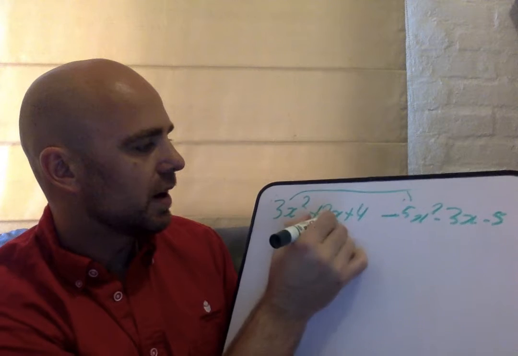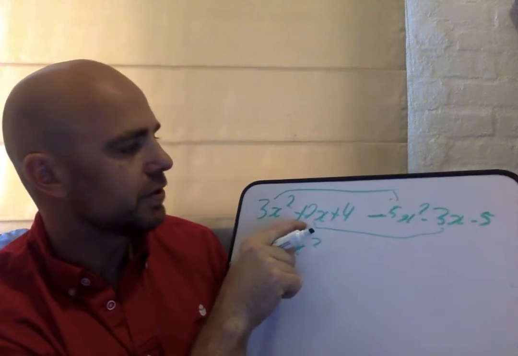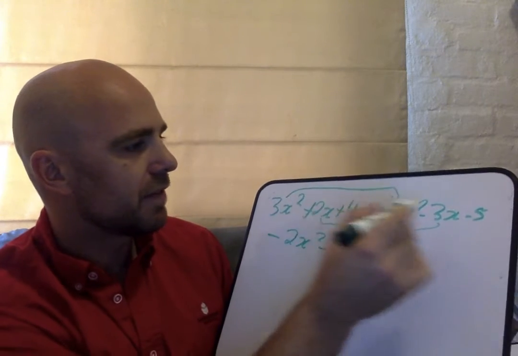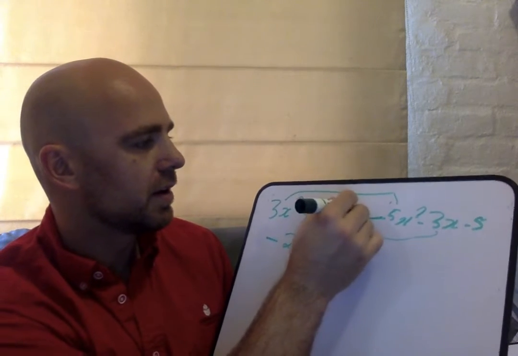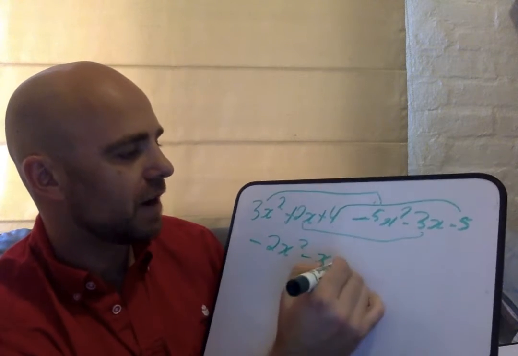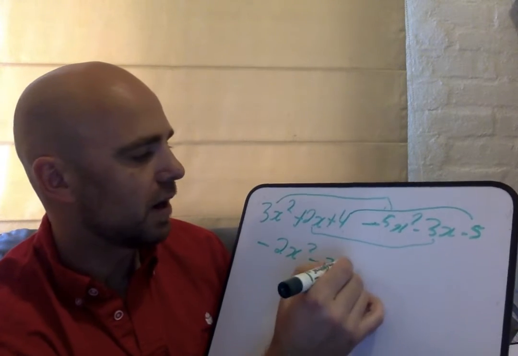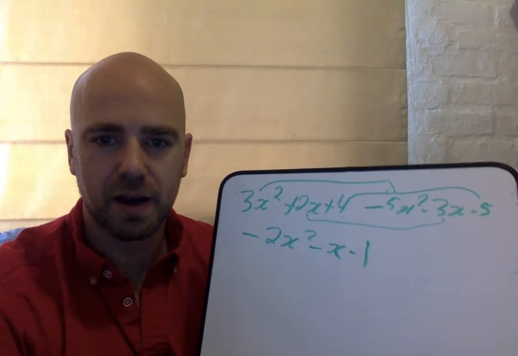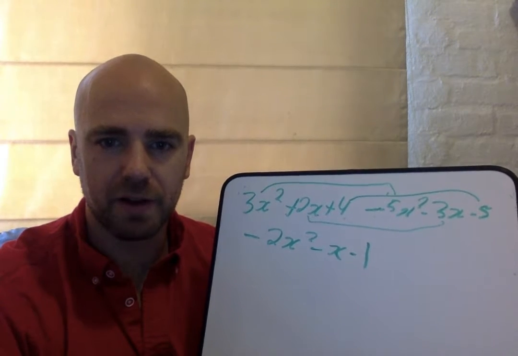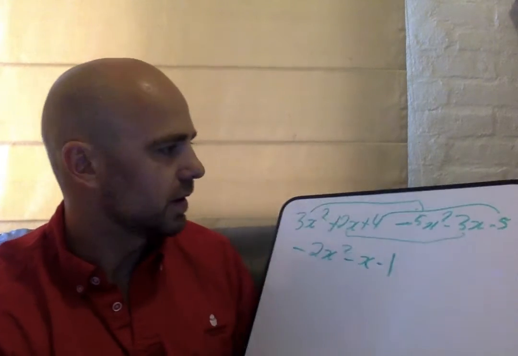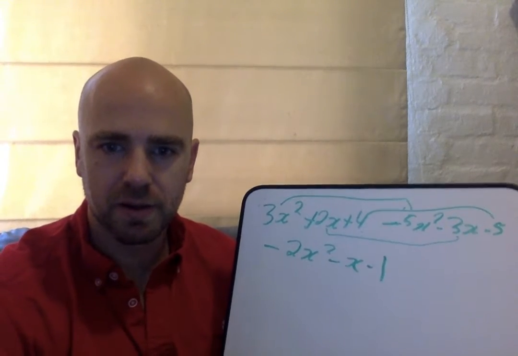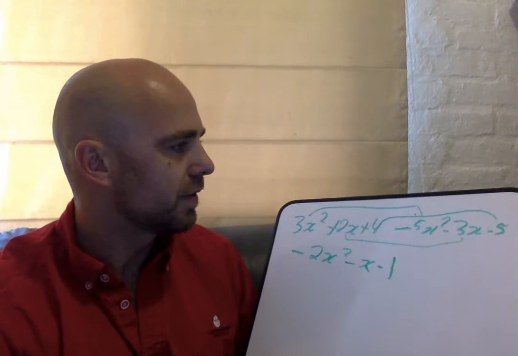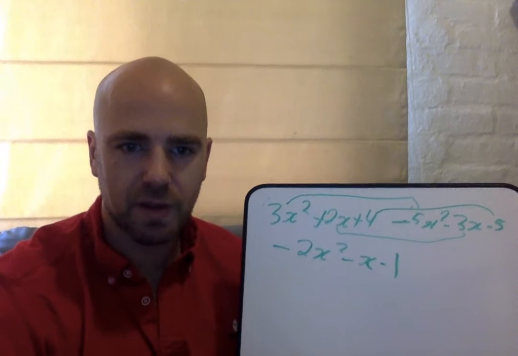Here I have 2x and negative 3x, which is going to leave me with negative x. And then I have 4 and negative 5, which is going to leave me with negative 1. All right, so that should be my final term. Let's make sure I did that right. Yeah, perfect. So that's the first example.